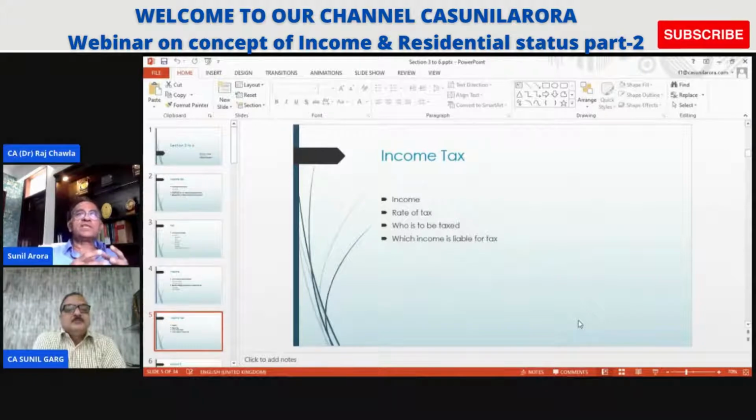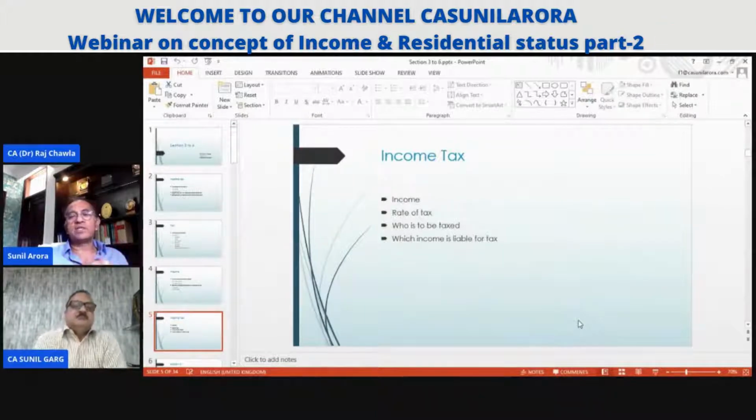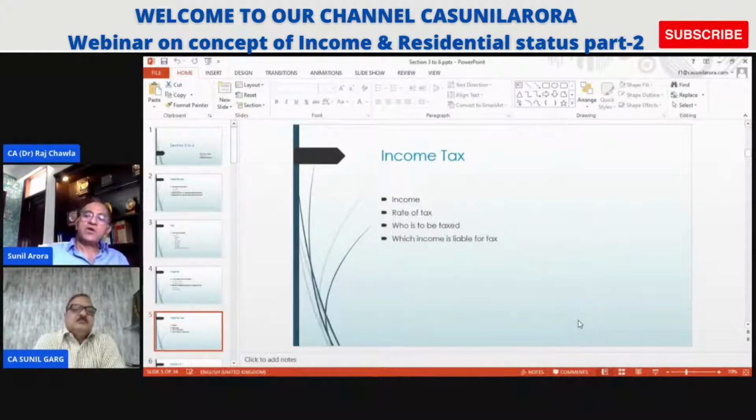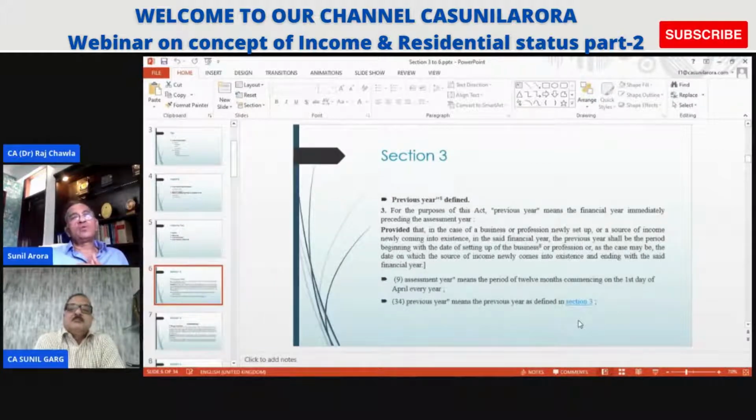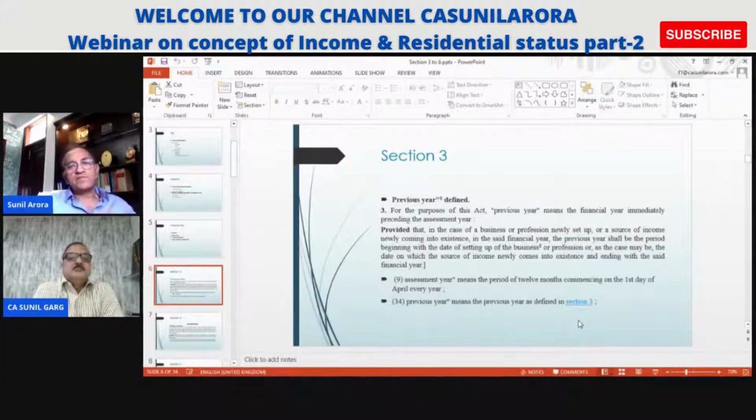Now, what is income? Which income? Whom are we referring to when we say Indian? All these concepts we need to understand, only then will we have clarity on how this tax is going to function. Now, let me come to the section-wise discussion. Let me finish off section 3 first, because it's a very small section and doesn't require much detailed discussion.